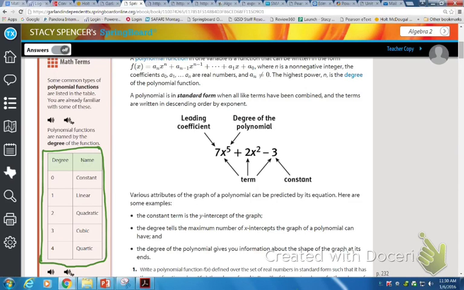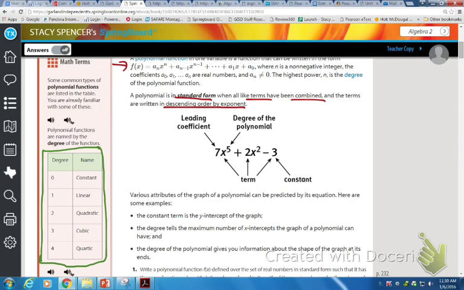Now, we say that a polynomial is in standard form when all like terms have been combined and the terms are written in descending order by exponent. What does it mean by descending order? Start with the highest exponent to the lowest, your standard form. And we've looked at standard form with our quadratic, right? Now, this up here is a lot of busy work, okay?